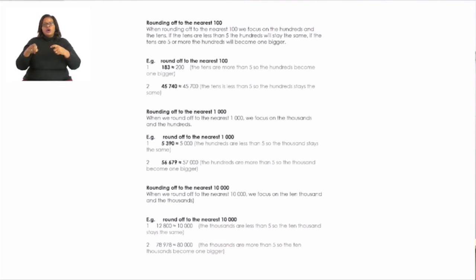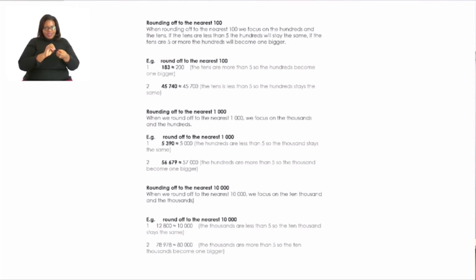And lastly, we have rounding off to the nearest 10,000. When we round off to the nearest 10,000, we focus on the 10,000 and the thousands. For example, rounding off to the nearest 10,000, 12,800 rounded off to the nearest 10,000. Let's read. The thousands are less than 5, so the 10,000 stays the same. My 1,000 is a 2. Are we together, my friend? We see the 1,000 is a 2, and that cannot change the 10,000. The 10,000 stays the same, and 12,800 rounded off to the nearest 10,000 becomes 10,000.